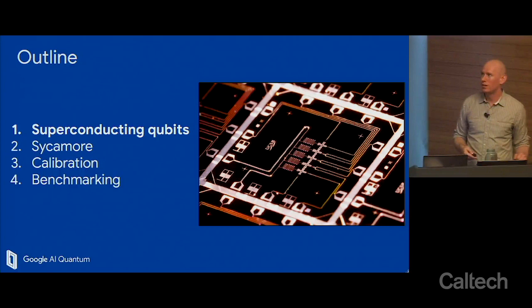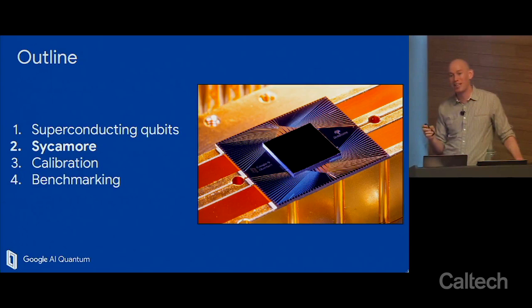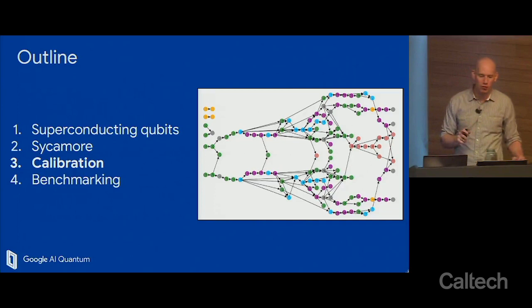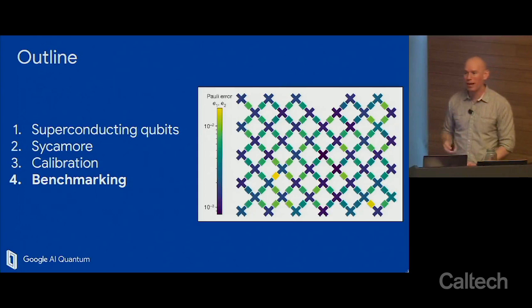So let me conclude. I went over these four areas. First was superconducting qubits. I wanted to give you a flavor for how transmons work and what the data looks like when you're using one. Second, I talked about Sycamore, and crucially, we included here a lot of the hardware infrastructure that really makes it possible to run one of these big experiments at scale, and it's really a lot of work to get all of this to work. Third, we looked at calibration, which is that process that we use to go from all of our hardware to a working quantum computer where you can write a program and actually run it. And finally, we looked at benchmarking, which is how we assess how well we're performing at a system level.